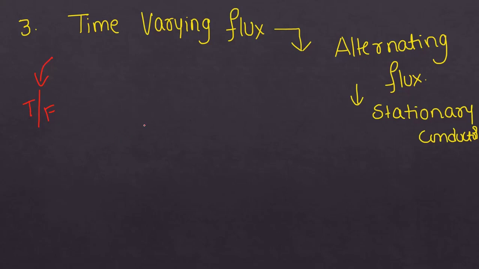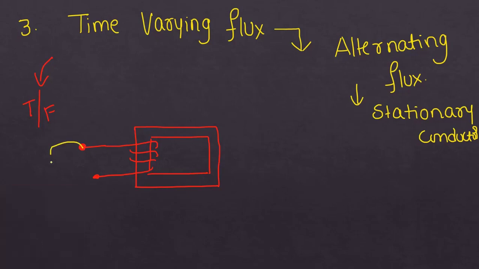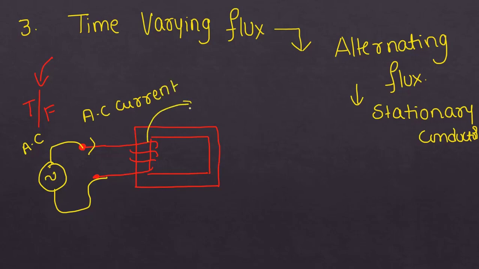I'm not going deep into how the transformer operation will be. I will just give you what is happening in this case. Now see, first I am giving here a coil with N number of turns. I am giving an AC supply, AC voltage, AC current. N number of turns are there, and this current is AC current.